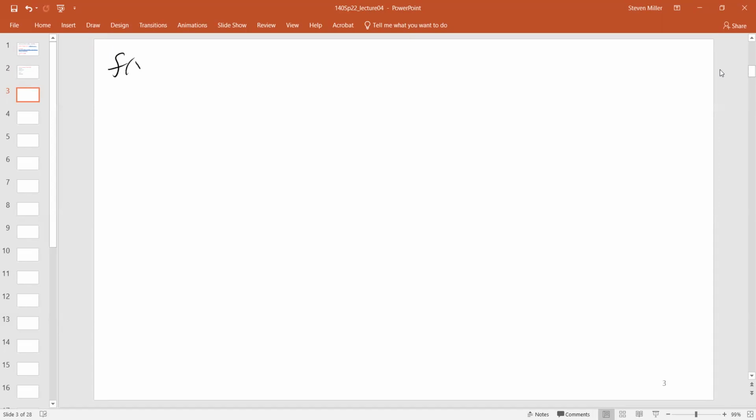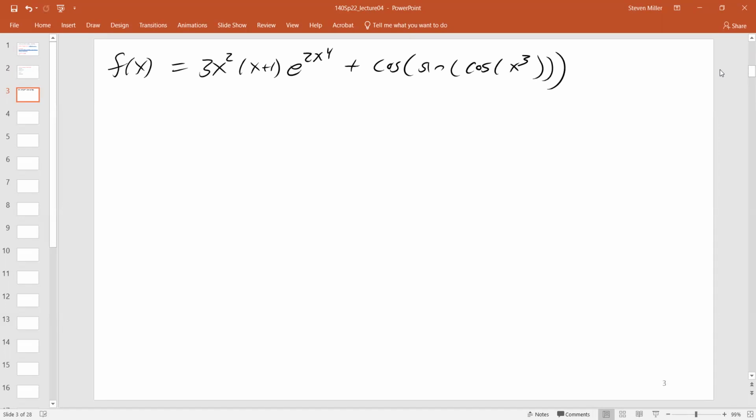Let's say f of x is 3x squared, x plus 1, e to the 2x to the 4th, plus cosine of sine of cosine of x cubed. If anybody is excited about taking the derivative of this, you need help. This should not excite you. Yes, I can do this. This is the 21st century.